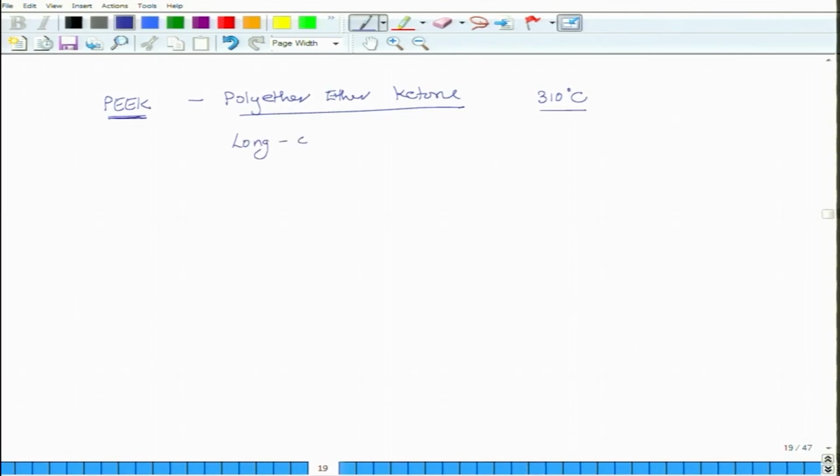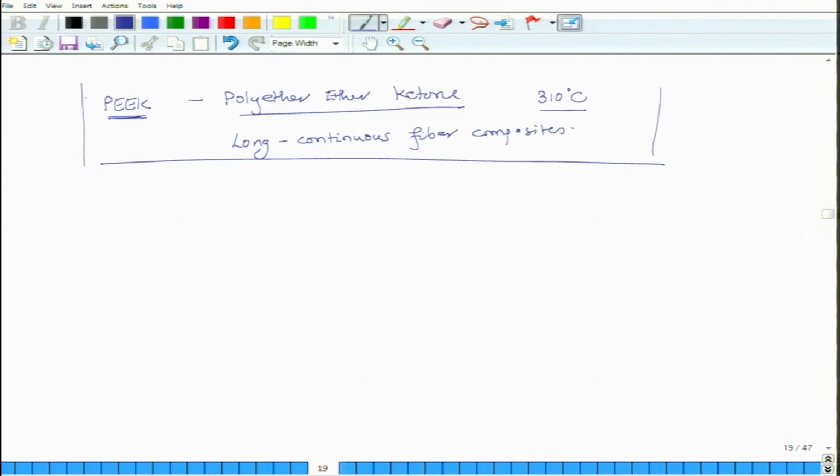So, here for aerospace applications, naval applications, a lot of times PEEK is used, and it is used in conjunction with long continuous fiber composites. Okay. It is used with long fiber composites. So, this is PEEK, but here the process of production of the composite is not injection molding, it is something different. We will see that maybe next week, different ways of making the composite material.